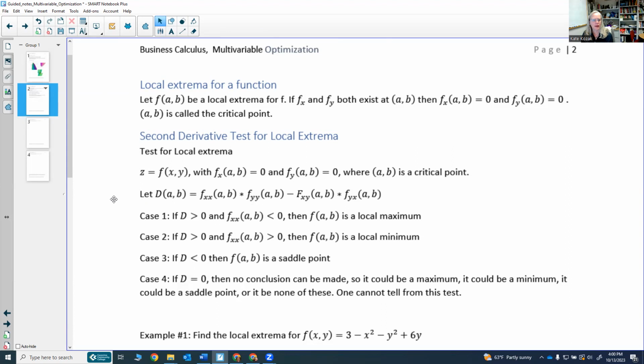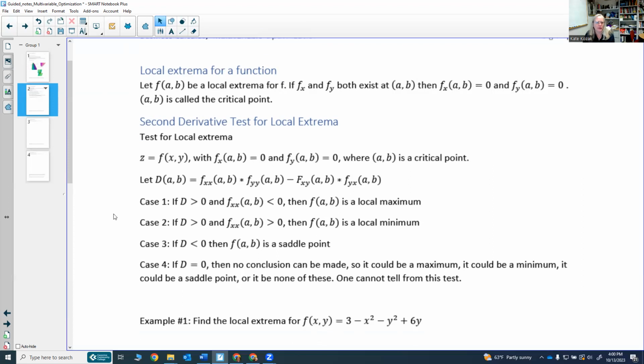Let D(a,b) equal the second partial derivative of f with respect to x and x at (a,b) times the second partial derivative of f with respect to y and y at (a,b), minus the second partial derivative of f with respect to x and y at (a,b) times the second partial derivative of f with respect to y and x at (a,b).